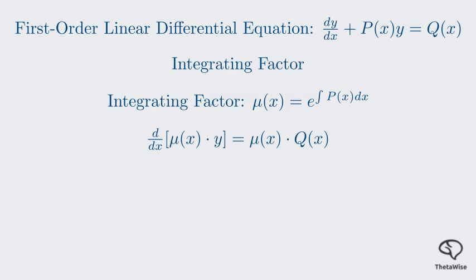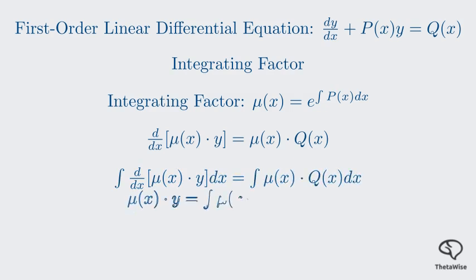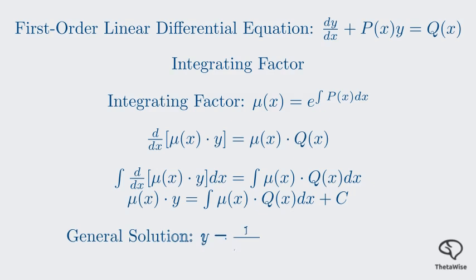Now we can integrate both sides with respect to x. This gives us the integrating factor times y equals the integral of the integrating factor times q of x dx, plus our constant of integration, c. Finally, we isolate y to get the general solution. y equals 1 over the integrating factor times the integral of the integrating factor times q of x dx plus c. This is our step-by-step method.